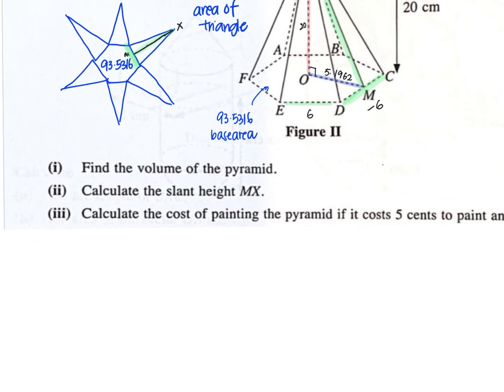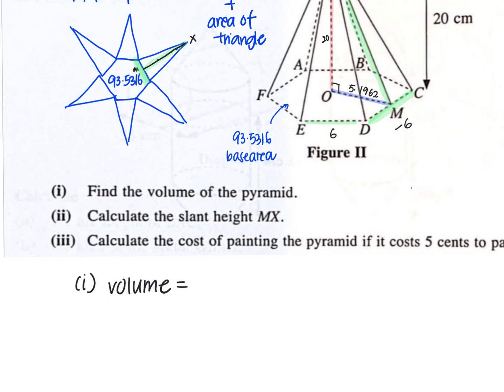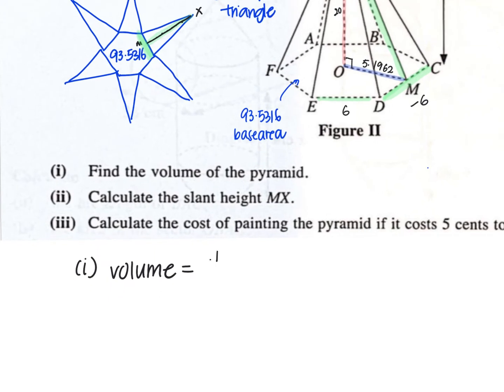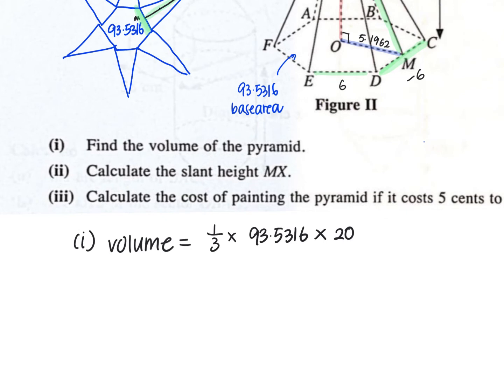In order to find the volume of the pyramid, part 1, volume is equal to the formula 1/3 base area times height, and we know the base area is 93.5316. So volume is equal to 1/3 times the base area, 93.5316, times the perpendicular height, which is 20. Then now we're going to work out the answer. The answer is 623.544, rounded off, 624 cm cube, 3 SF.